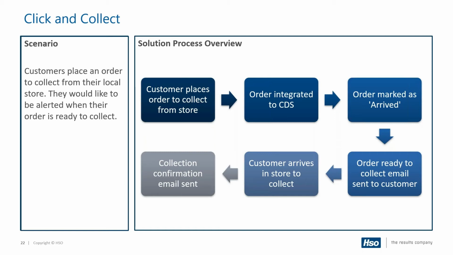Once that happens and the order information is in CDS and the stock is physically available to collect from store, so that may be that it's sent from our central warehouse or the stock is picked from a store, a member of the back office stockroom team will open up the Power App, whether that be on a handheld device or a back office machine, to mark the order as arrived. This will trigger an email to the customer to let them know the order is ready to collect. This will then allow the customer to arrive into store to collect their order and then send a confirmation email to confirm the collection. So let's jump into the Power App and have a look.